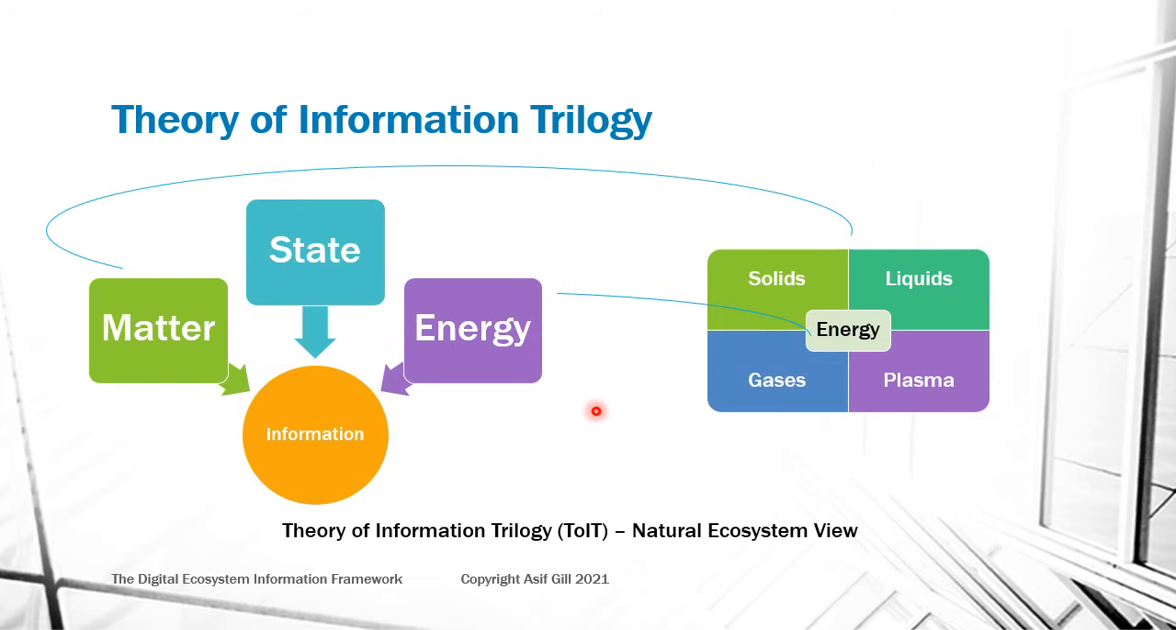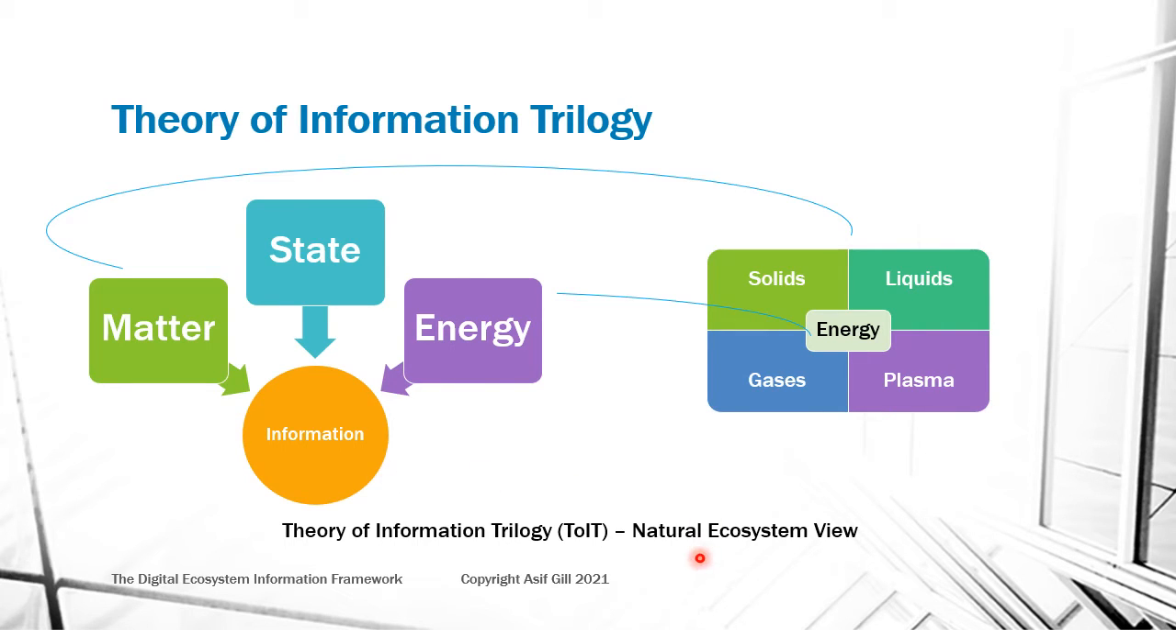The Theory of Information Trilogy describes information as matter, information as energy, and information as a state of both matter and energy. Matter, as we all know, can be in different forms: liquids, solids, gases, and plasma. Energy can be in different forms as well. All these things combined, we can call information. So it's really an information of everything.